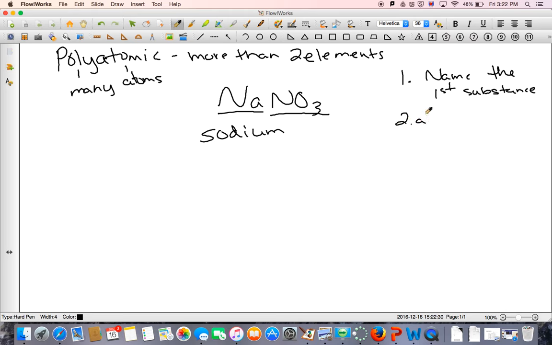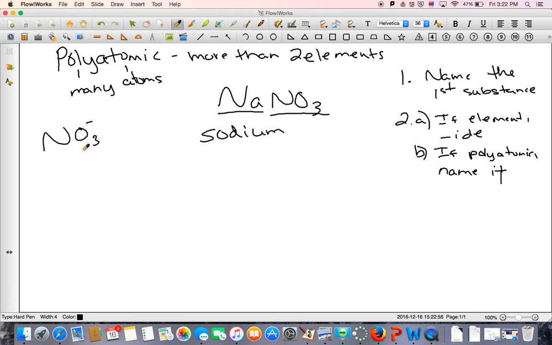So rule number 2 kind of has 2 parts. 2A, if it's an element, then you do the "ide" thing that we have done before, so it ends in "ide." But if it's a polyatomic, you just name it. On the bottom of your periodic table is a list of common polyatomics. If you look at the periodic table, it says NO3 -1, and that's called a nitrate ion. So this becomes sodium nitrate. You didn't have to change anything. This is the name that was located on the bottom of that periodic table.